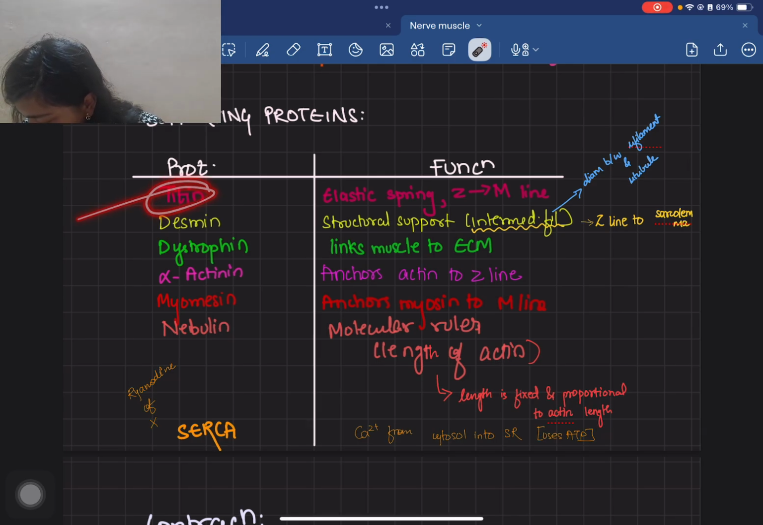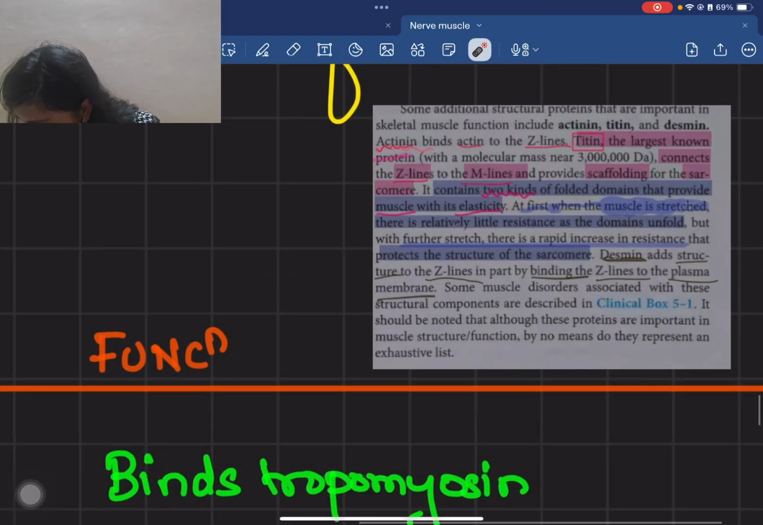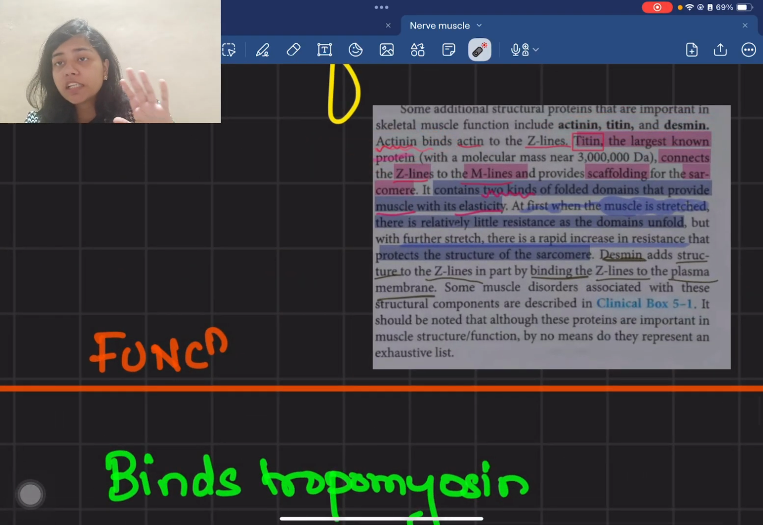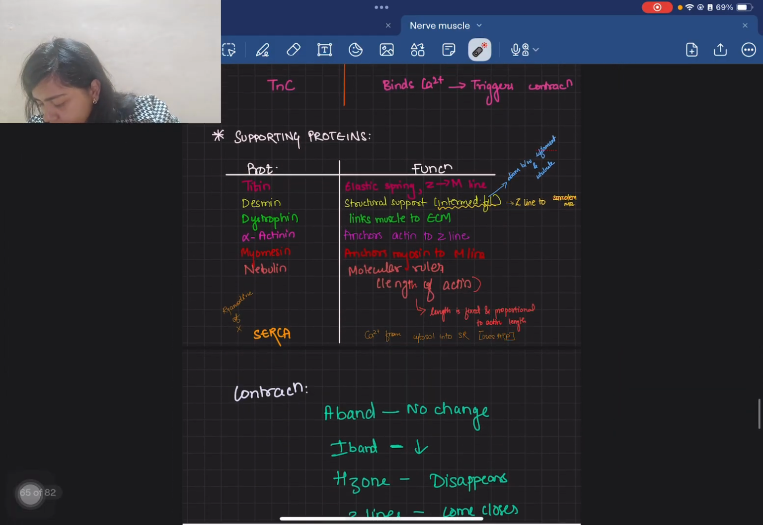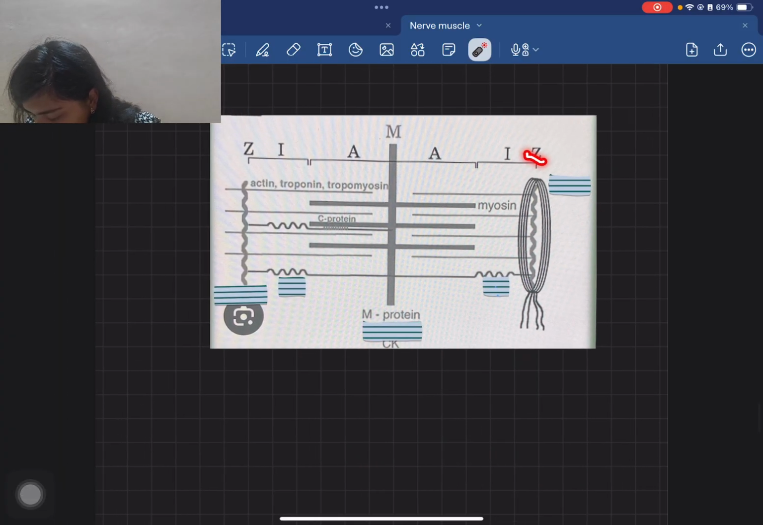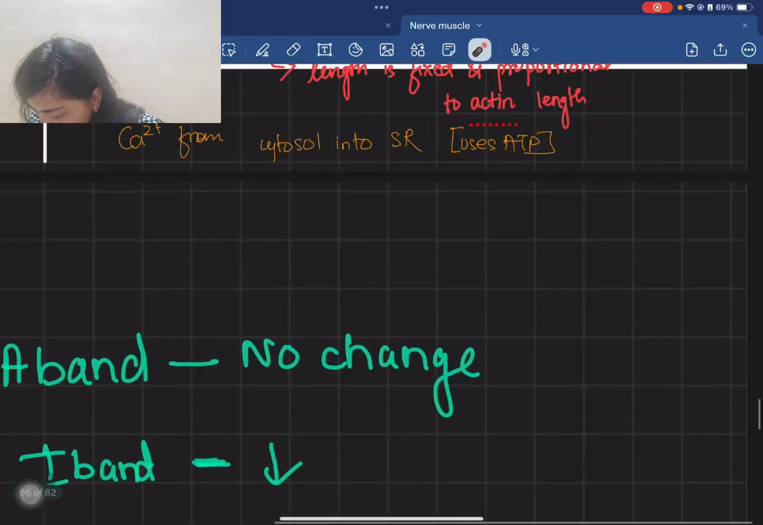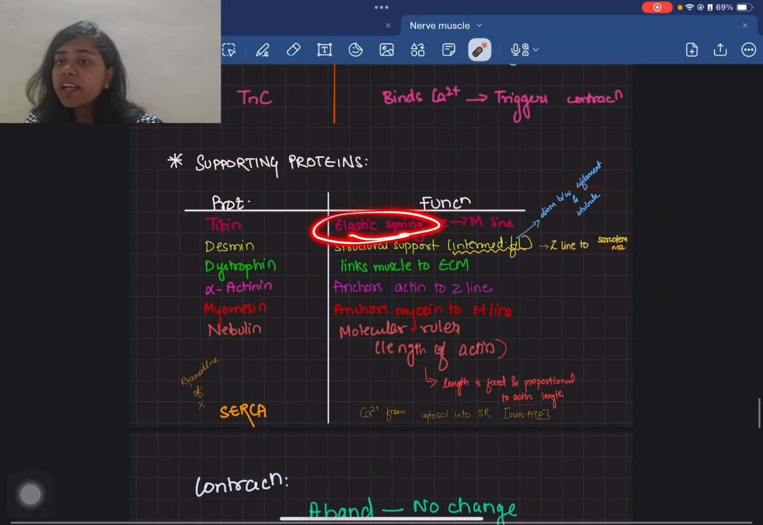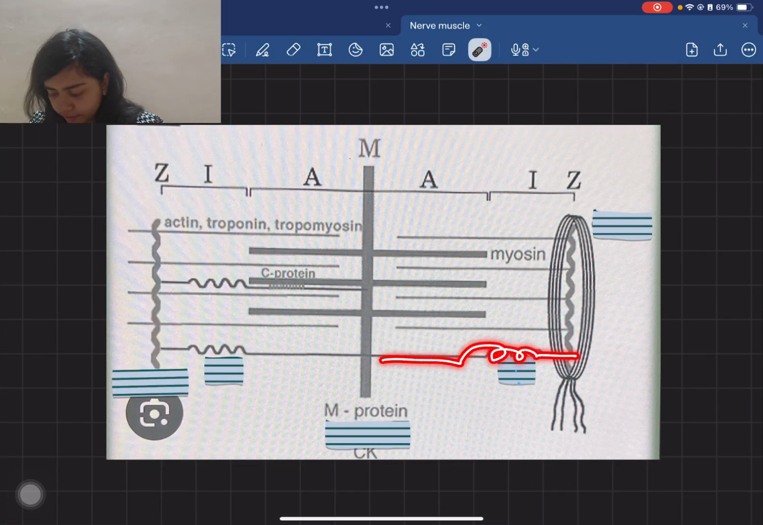So titin, what I want you to remember is that it is the largest protein. Largest protein, so where will it connect from and to? It will connect the major chunk, Z line to M line. So titin will connect Z line to M line. You can see it is drawn like a spring. So hence titin is like an elastic spring. It will connect the Z line to the M line. So this is your titin.